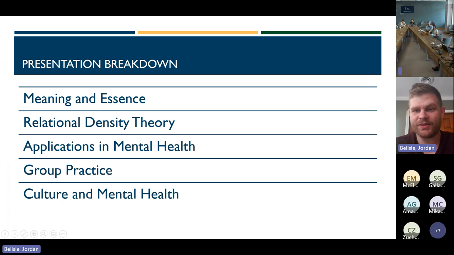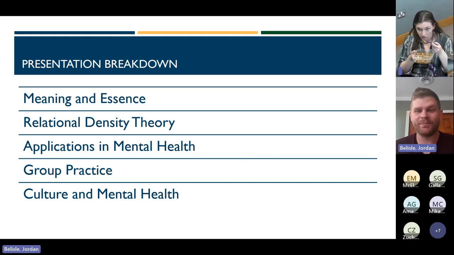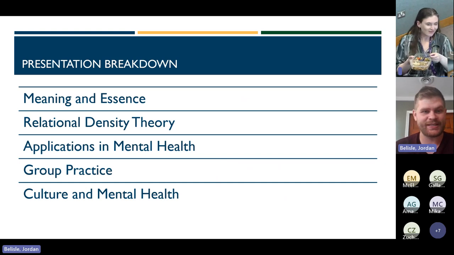Today, we're going to talk about the concepts of meaning and the transcendental concepts of essence, then overview relational density theory and why it's needed. We'll apply the basic concepts to issues of mental health, then work through a group example together about midway, because 90 minutes is a long time. And then we'll conclude by talking about the role of culture on mental health challenges experienced in the United States and throughout the world.